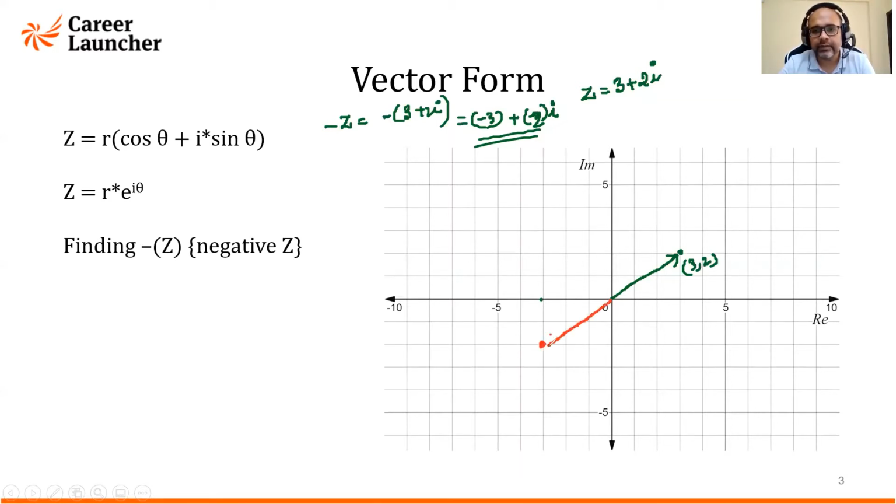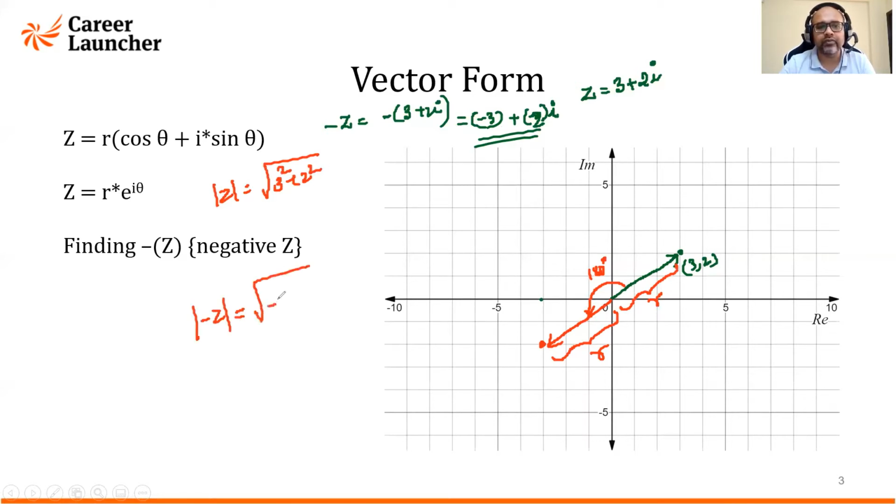So my negative z will be like this. And you can notice that your z and negative z are exactly opposite each other. So there is a 180-degree difference between them. The length, whatever is here, r, will be the same length here, r. Because mod z, according to the formula, if you remember, is root of 3 square plus 2 square. And mod of minus z will be root of minus 3 whole square plus minus 2 whole square. So both are the same, it doesn't change.